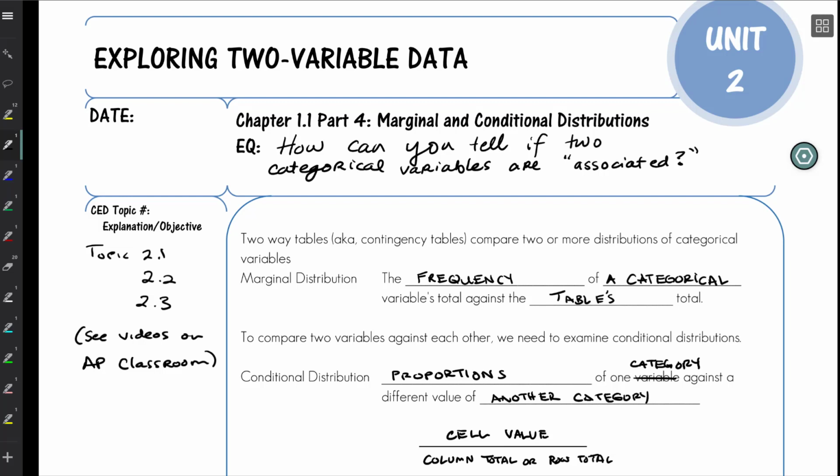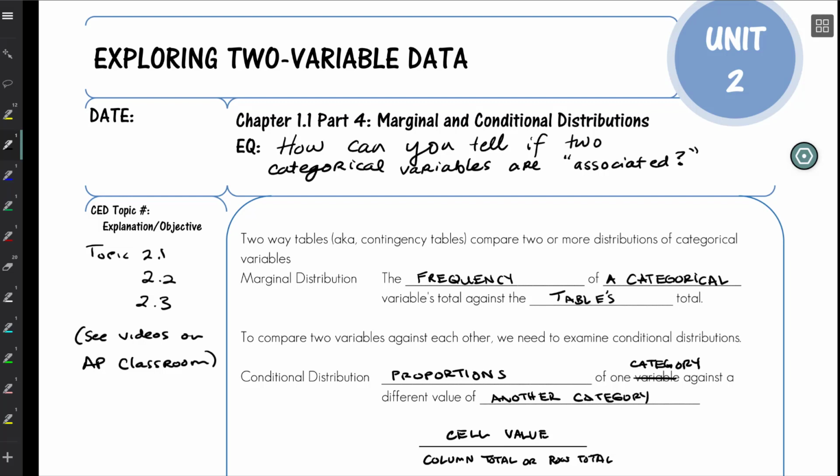Today we are talking about two variables. We are starting our new unit, which is exploring two-variable data, and one of the big questions we want to ask is, are two variables associated with each other? That's our EQ for today. How can you tell if two categorical variables are associated? So we're going back to look at categorical variables, and we're going to look at these things called two-way tables.